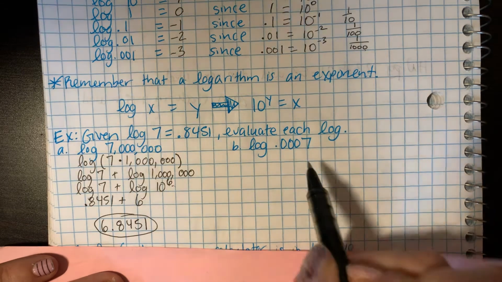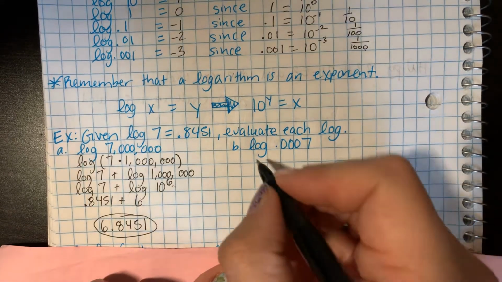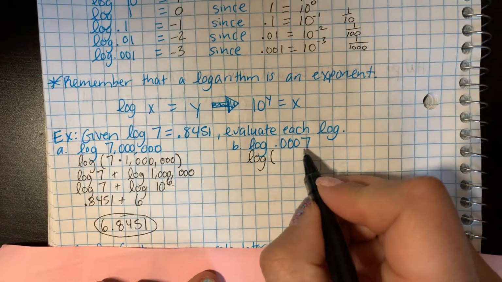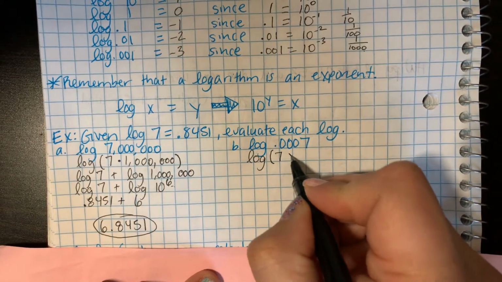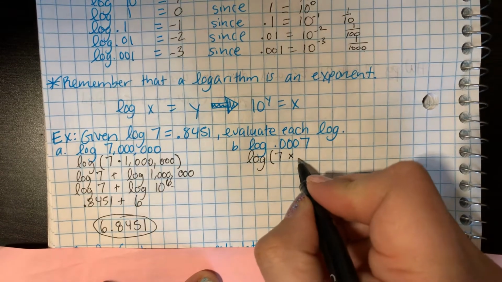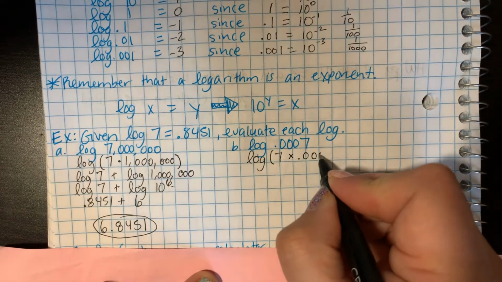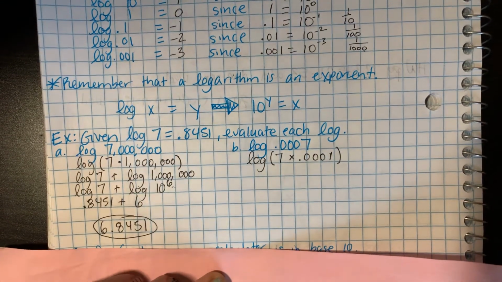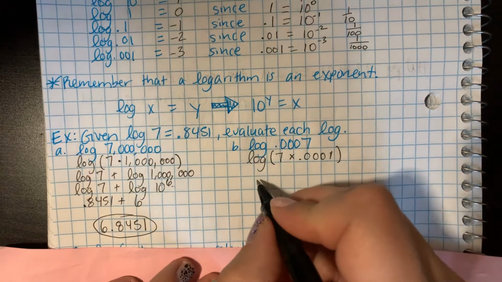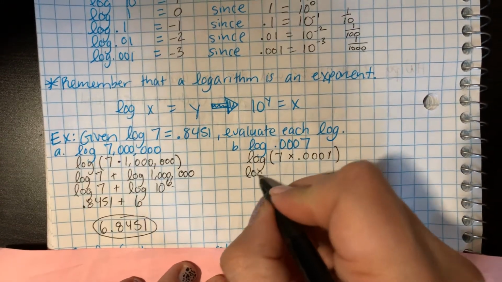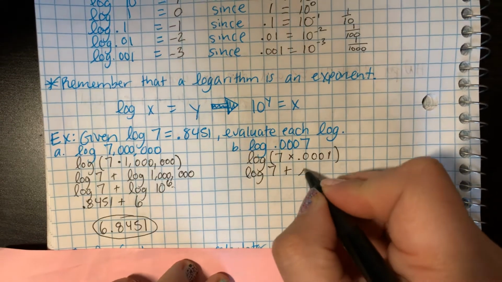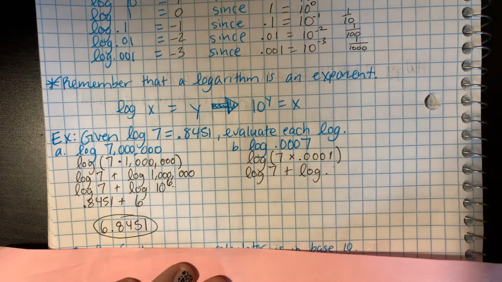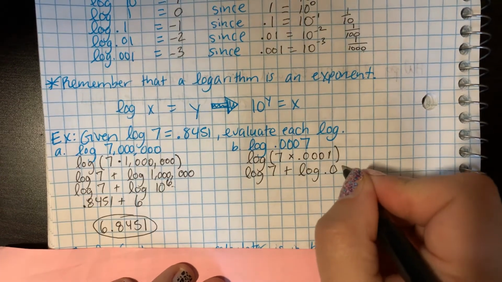All right, now let's take a look at this log. So let's do this one a similar way. Okay, so 7 times 0.0001. Then we can separate it out to have log of 7 plus log of 0.0001.